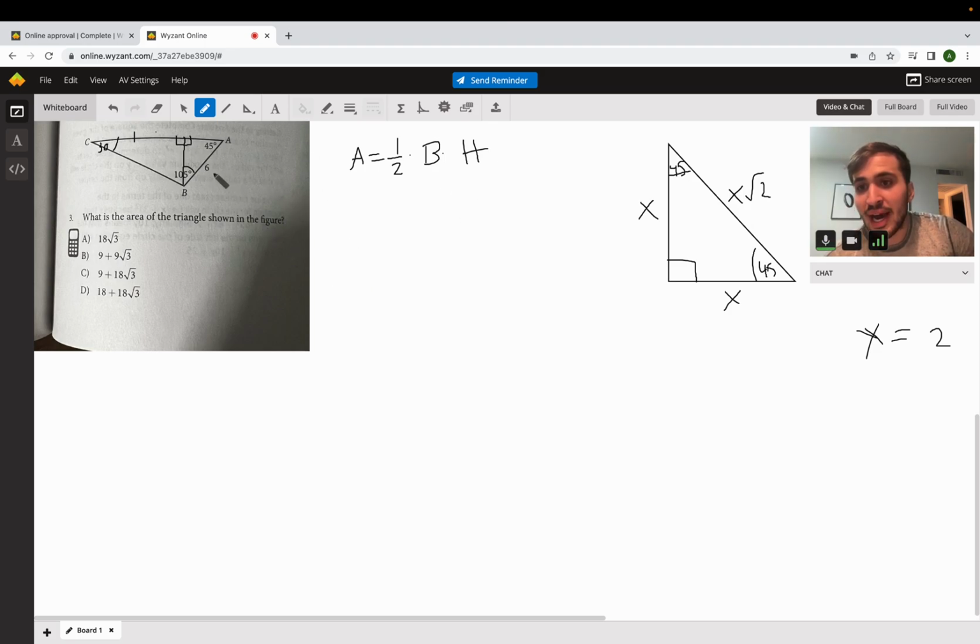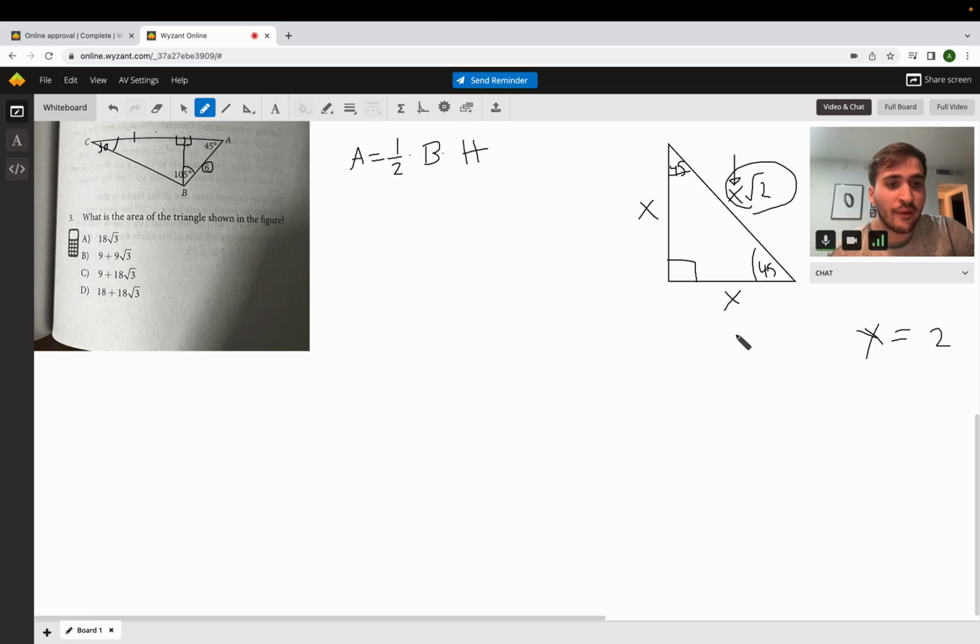Well, we know that the hypotenuse is 6. Why am I calling it the hypotenuse? I'm calling it the hypotenuse because it is the side that is opposite to the 90-degree angle right here, okay? We know that it's 6. If we know that this side is 6, we can use this ratio to figure out what x is.